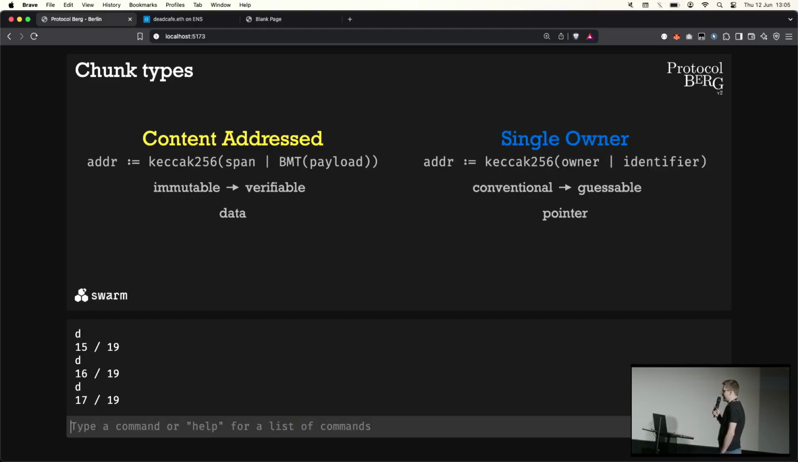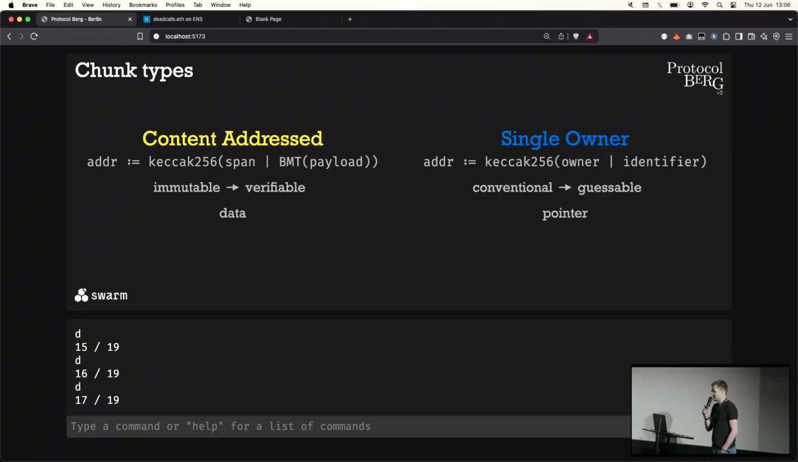The other type of chunks is the single owner chunk. And this has a different addressing scheme. It's made up of two parts. The first one is the owner, or an Ethereum address. And the second one is an arbitrary identifier. Okay, this type of chunk can be used for conventions.